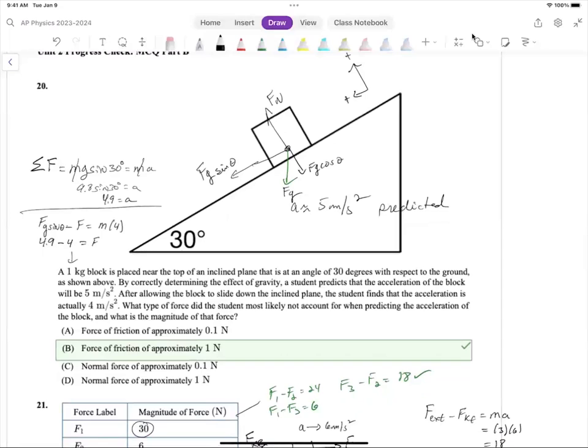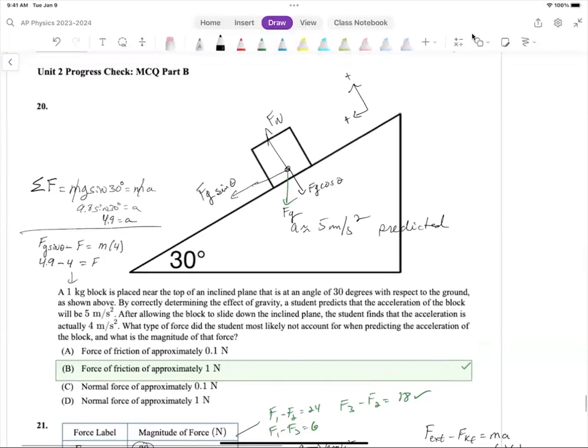Look at all the answers. The answers have to do with force of friction or force normal. Force of normal is not in the direction of acceleration. It's most likely force of friction. It's either 0.1 newtons or 1 newton.